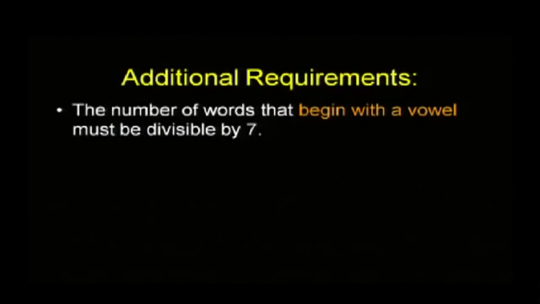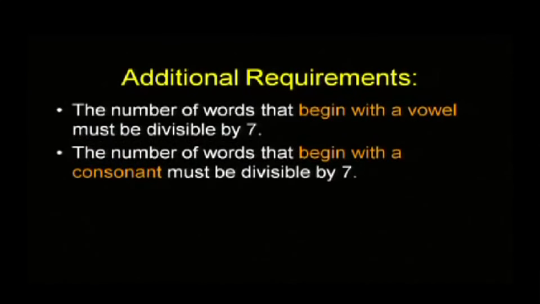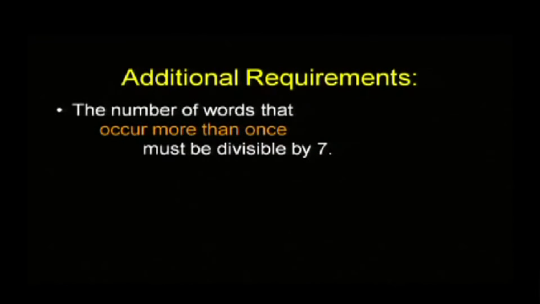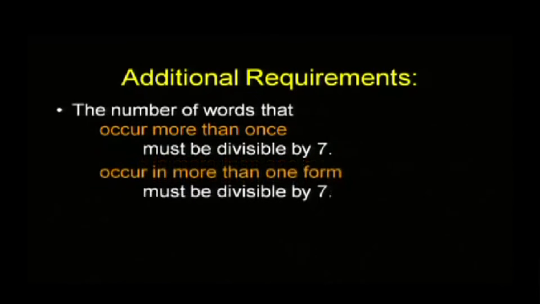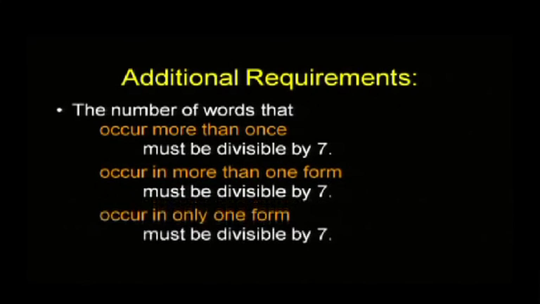Okay. Well, I've got some additional rules I want your assignment to meet. I want the number of words that begin with a vowel to be divisible by 7. I want the number of words that begin with a consonant to be divisible by 7. And I have some other things. I want the number of words that occur more than once to be a multiple of 7 exactly. And I'd like those that occur in more than one form to be divisible by 7, and those that are in only one form divisible by 7.